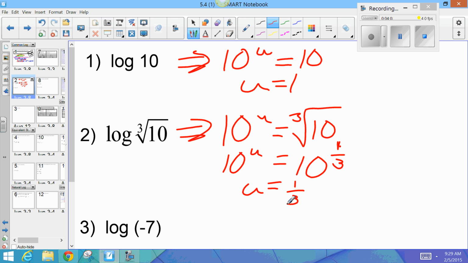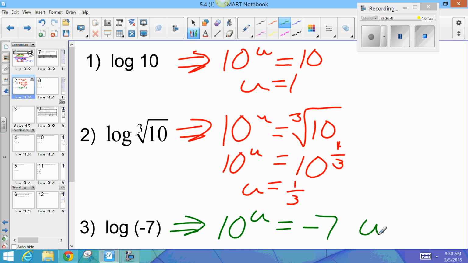All right, problem number 3. All right, the log of -7. So I'm asking the question, 10 to the power of what equals -7. So if I multiply 10 to the power of 1, I get positive 10. If I multiply 10 times itself 2 times, 10 to the power of 2, I get positive 100. If I were to even raise 10 to the power of 0, I would get a positive 1. I always get a positive number when I'm taking this positive base to some power. I never get a negative.